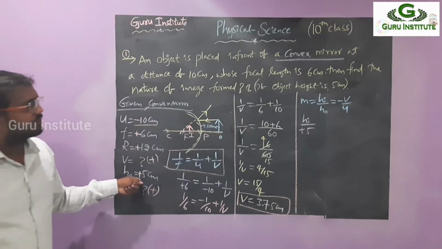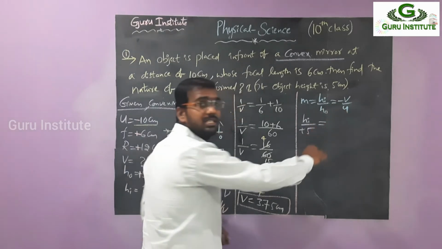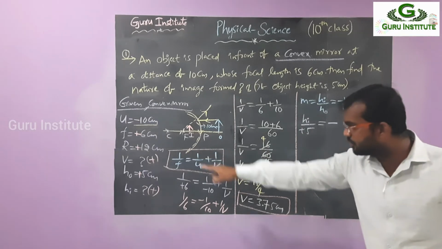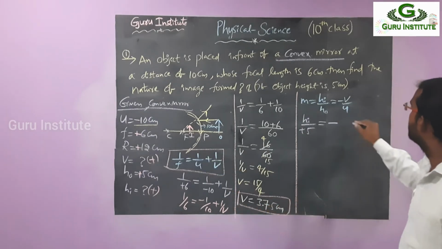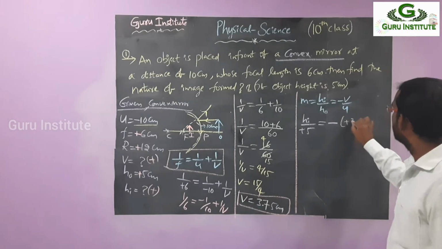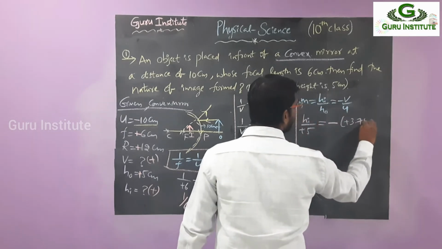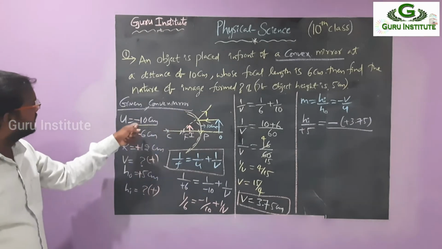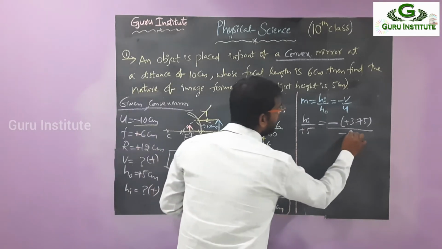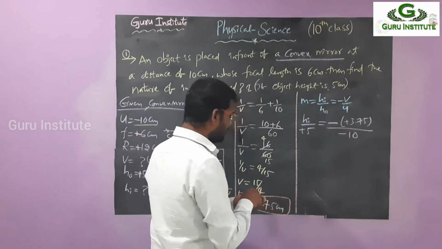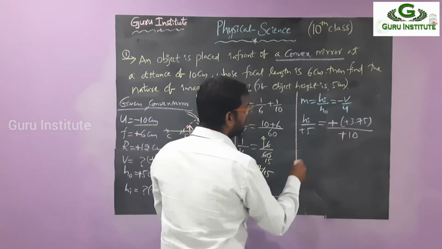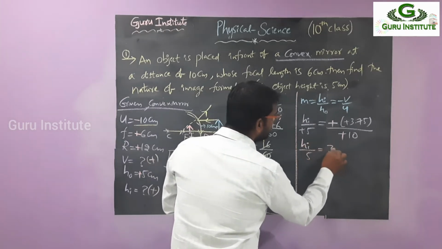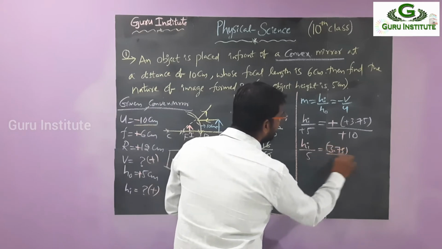H naught is plus 5, and that is equal to, in the formula, what is there? Minus. You take the minus and V. V should be what? Positive. What do you get here? V is plus 3.75, so plus 3.75 by, what do you get? U, where is the U? U is here, so minus 10. Minus into plus is minus only. So minus minus cancel. So from this, what do you get? Hi by 5 is equal to 3.75 by 10.